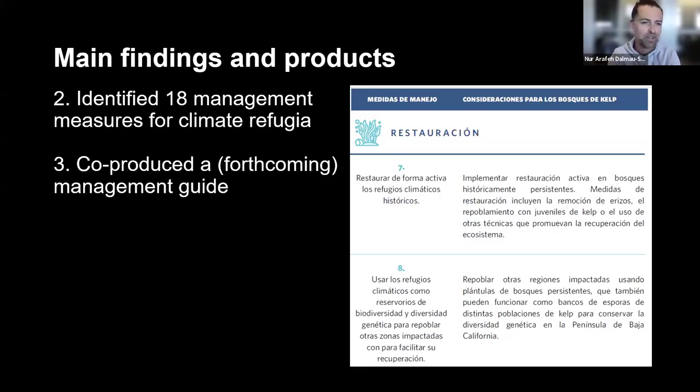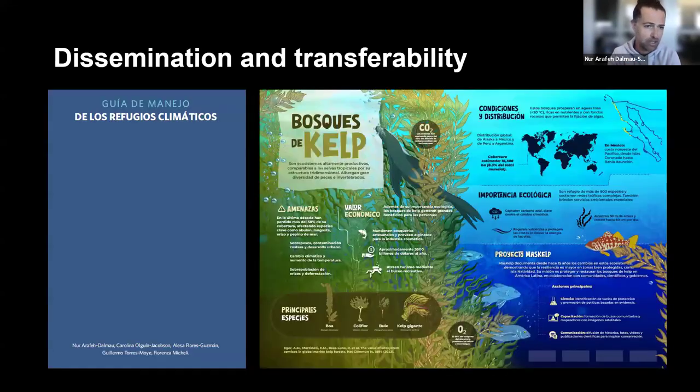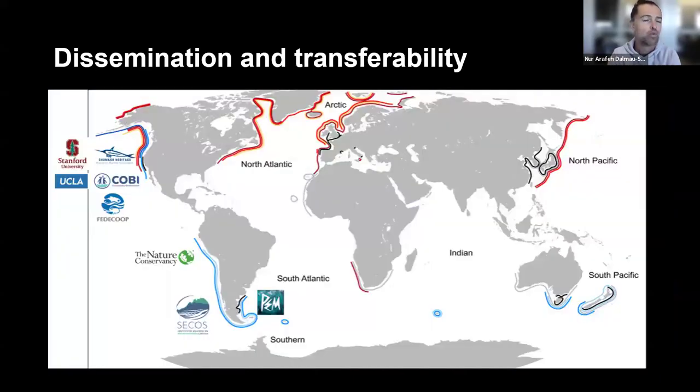This guide and other material is being disseminated. The guide will be available soon and translated to English. So please let us know if you want to see it, and we'll share it. Also, we've disseminated, you've seen beautiful photos of kelp forest, we've disseminated it by taking professional underwater photographs, the guide, and infographics like this one about kelp forests in Mexico, where they're distributed, why they're important, the threats, and the value of these areas. And in the next slide, you can see that we have used this case as a pilot.